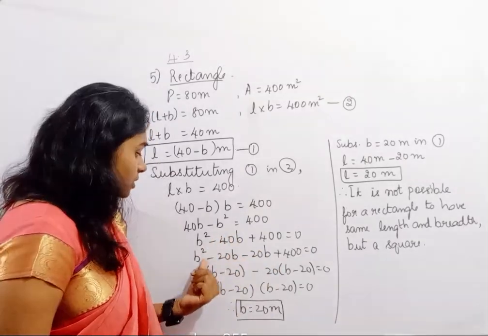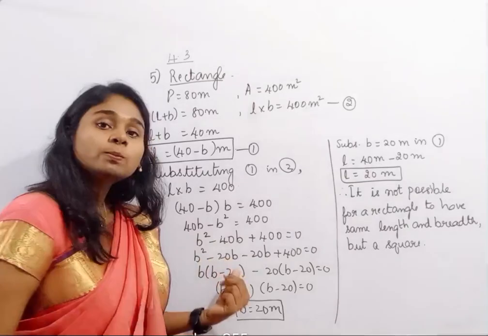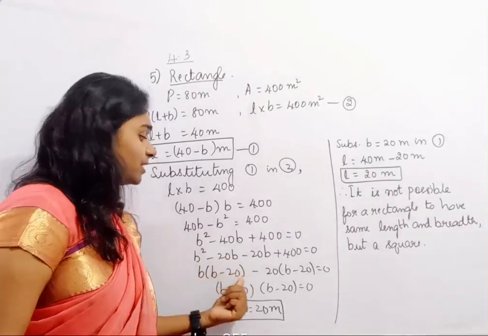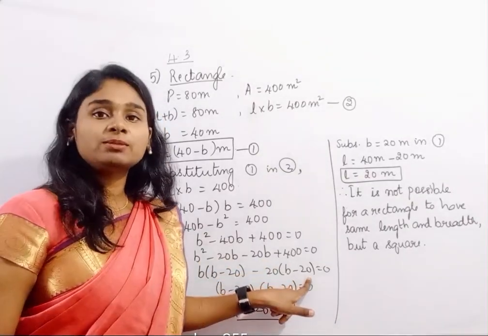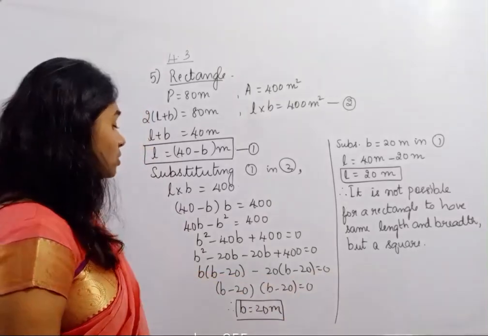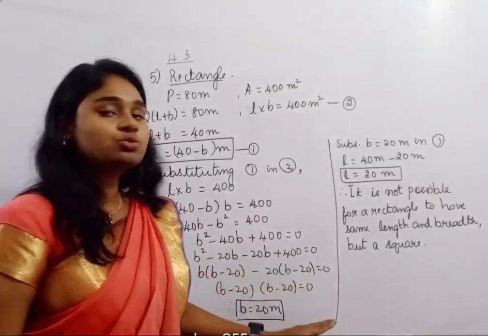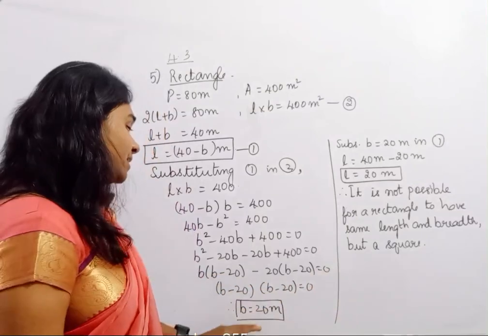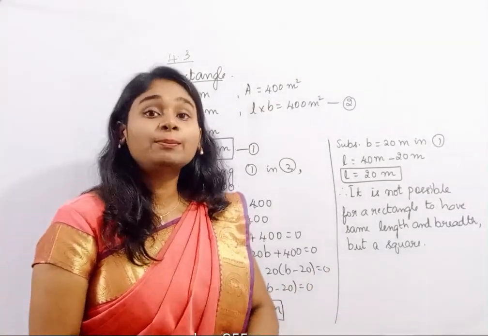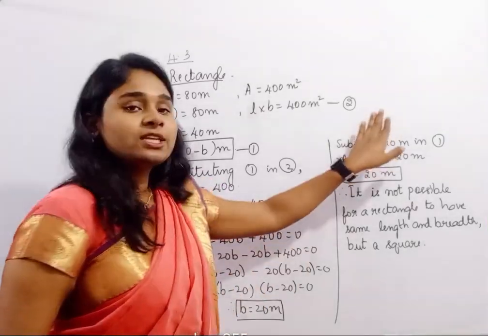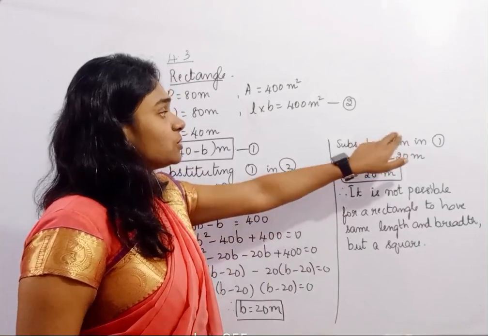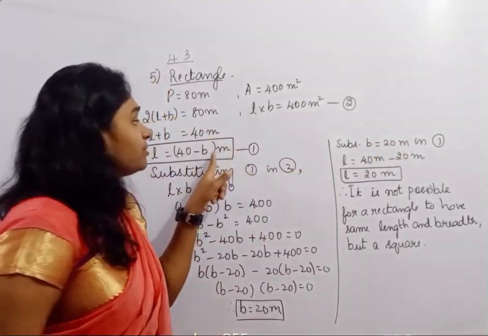So now here, considering the first two, B is common, so B out, B minus 20, and here 20 is common, so minus 20 out, into B minus 20 equal to 0. So therefore B minus 20 and B minus 20 equal to 0 are the factors. Equating each of them to 0, we get B is equal to 20 meter. And what is B? It is the breadth.